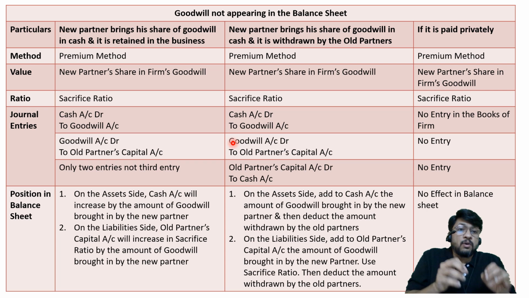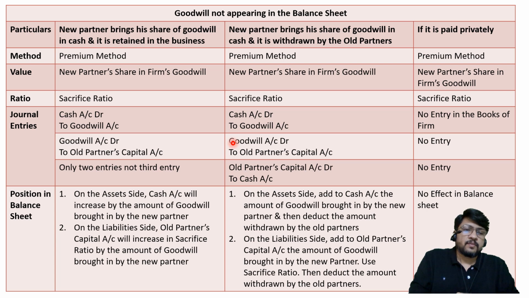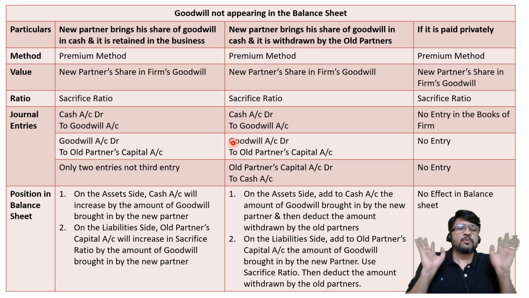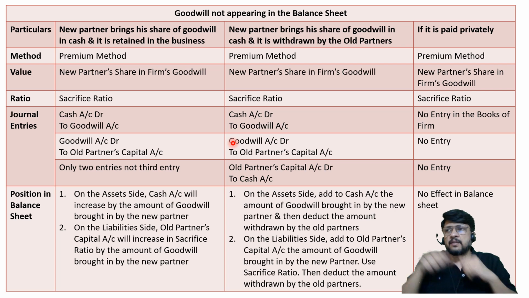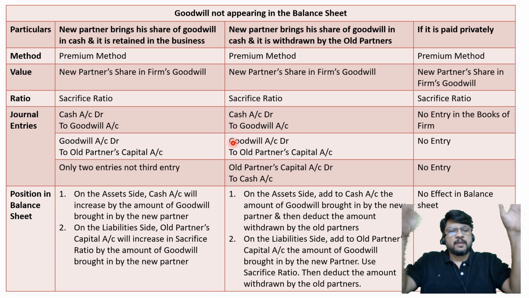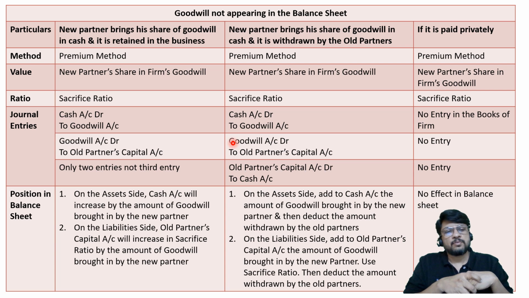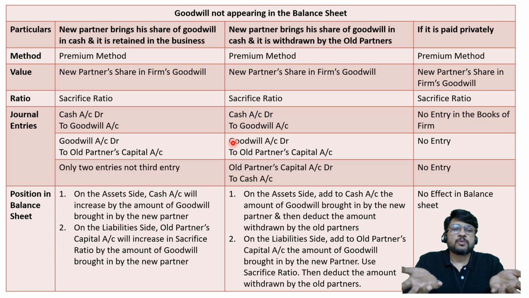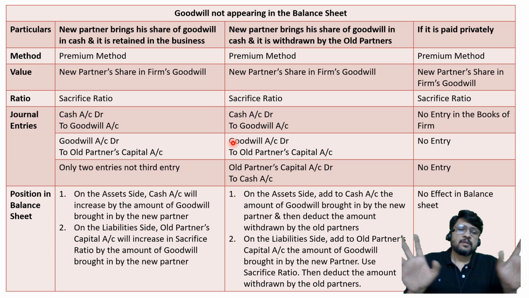Since the firm is not involved in this transaction, the firm will say no entry in my books. If nothing is coming in and nothing is going out, whatever is happening is in your personal private house. Why should the accountant of the firm record that entry? So he'll say sorry, no entry in my books and no effect in my balance sheet.